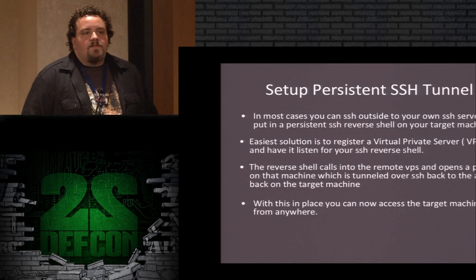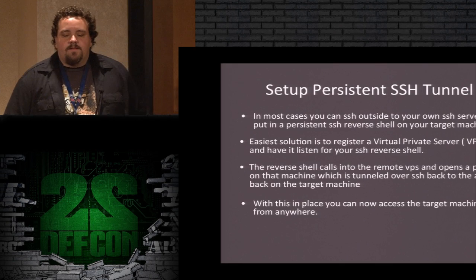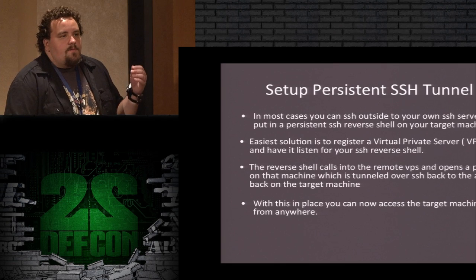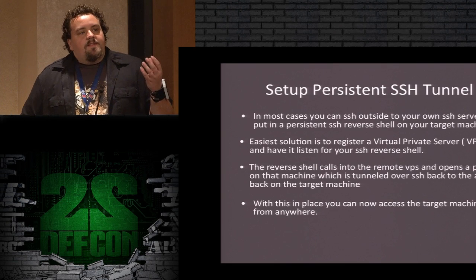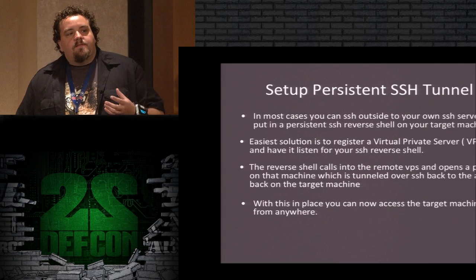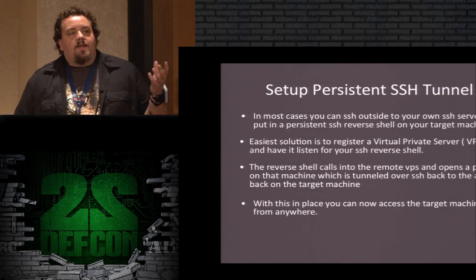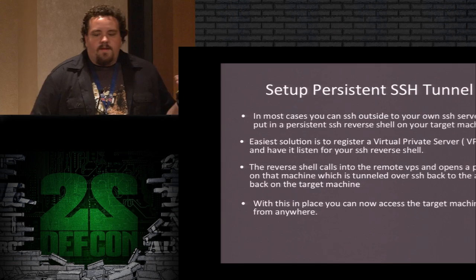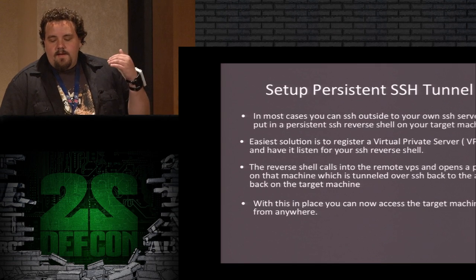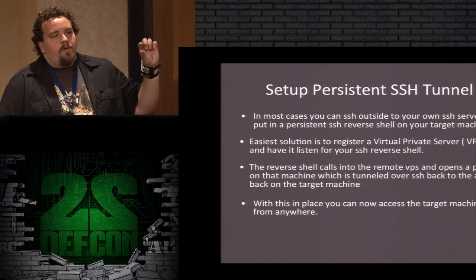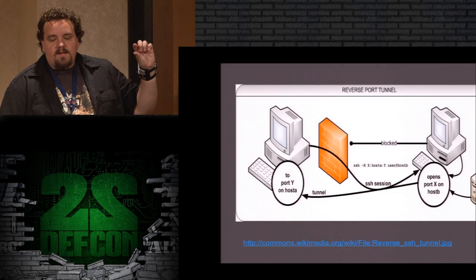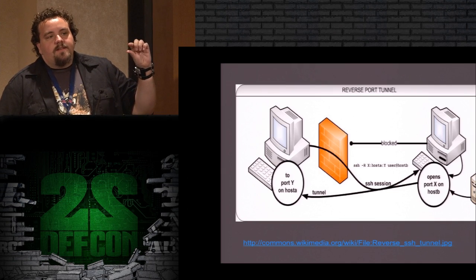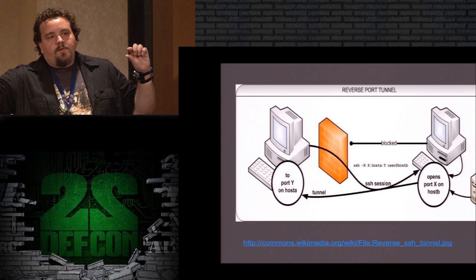So what we're going to do is set up a persistent SSH tunnel. We're going to have it go out from the target system and connect back to a server that we have somewhere on the internet. You can use a virtual private server or whatever. And then it's going to map a port locally. Here's kind of a picture of how it works. It's going to map a port locally on that machine to a port locally on the remote machine.